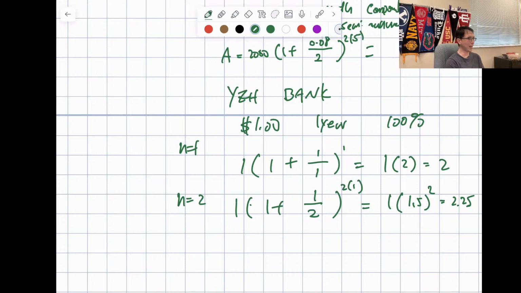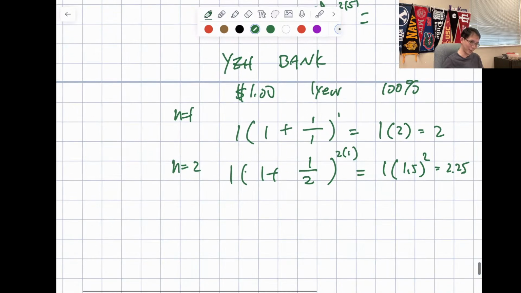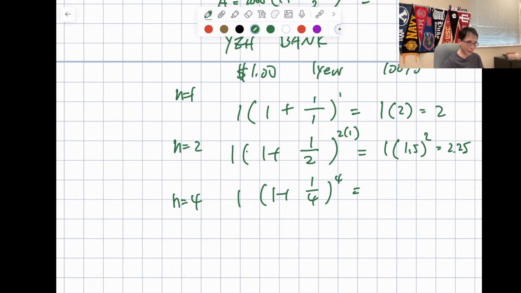So if you compound twice, you actually earn another quarter. Do you see that? You just get another quarter. Now you cannot buy anything because of inflation. N equal to 4, you can do the same thing: 1 plus 1 over 4 to the 4, and obviously you're going to get some type of value. But somebody work it out for me. Can somebody type in the calculator 1 plus 0.25 to the 4th power?